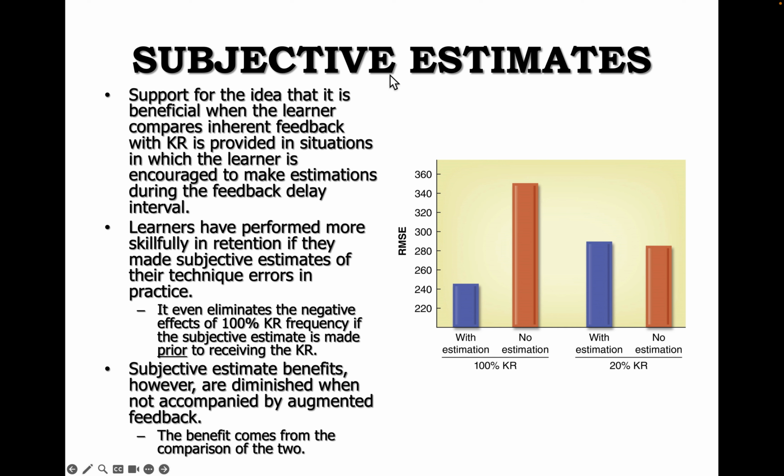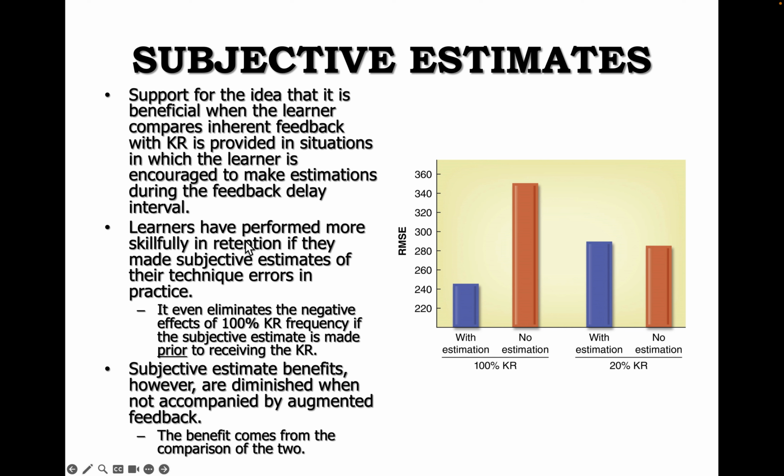Let's talk about subjective estimates. Subjective estimates are when the particular athlete or student guesses how well they did. The support for the idea that it is beneficial when the learner compares inherent feedback with knowledge of results is provided in situations in which the learner is encouraged to make estimations during the feedback delay interval. For example, the person just shot their free throws, and the person can guess how well they shot the ball, and then they would be given feedback later on.